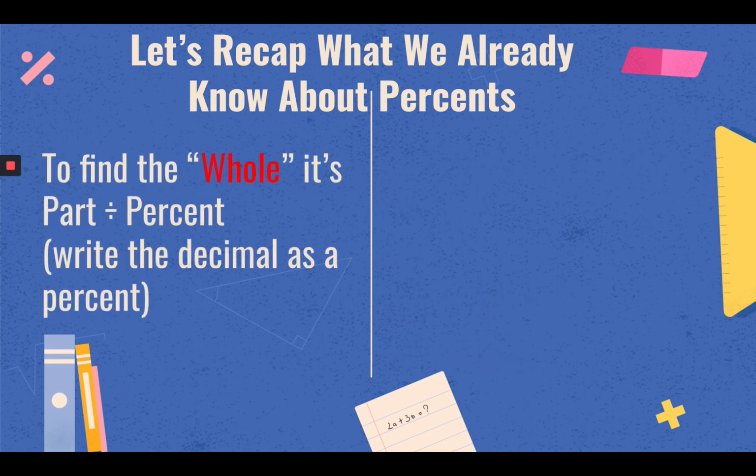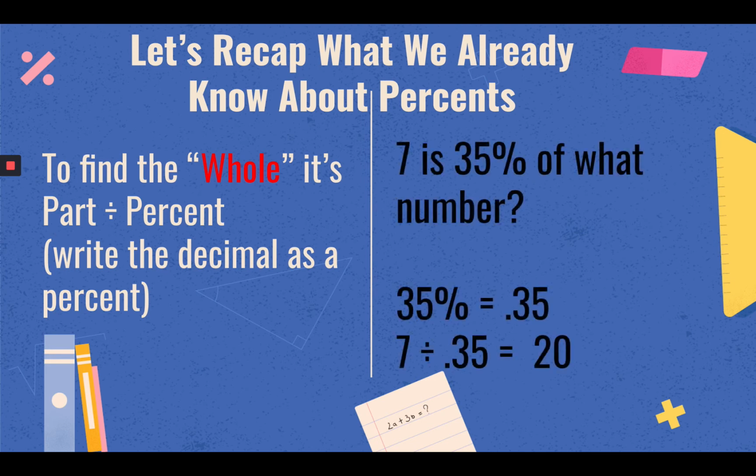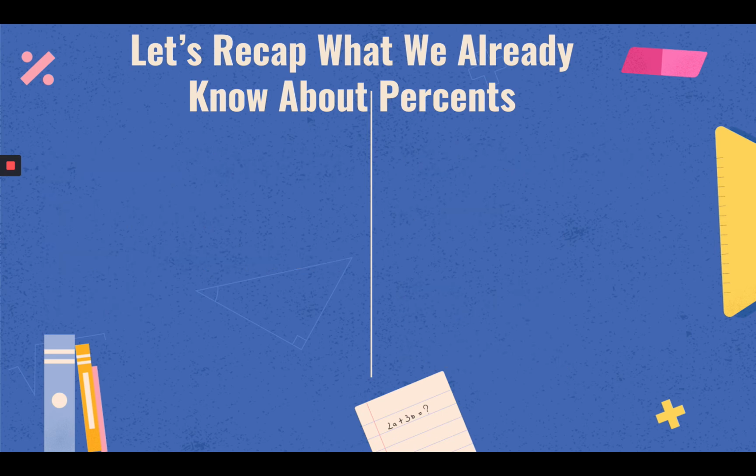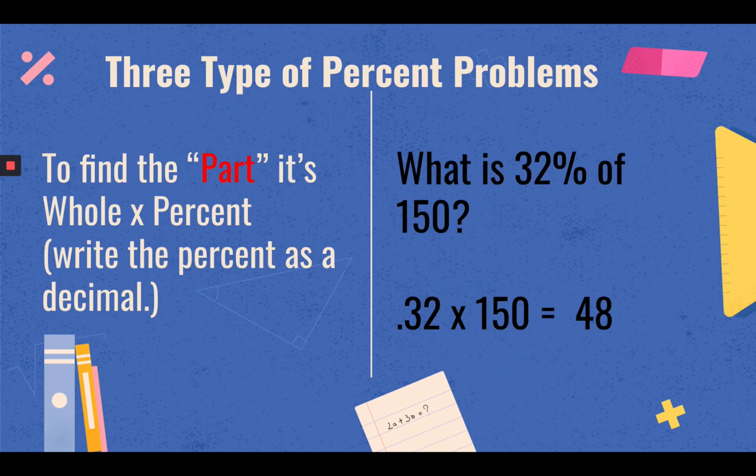To find the whole or total, it's part divided by percent. 7 is 35% of what number? So don't forget to write your percent as a decimal, and 7 divided by 0.35 is 20. Those are the 3 types of problems. You have the type where you're finding the whole amount, the percent, and the part.